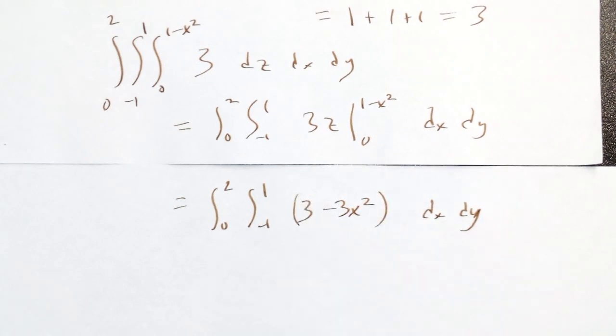Hey, wait a minute. What can I do to make my life easier right here? Say again? I can take the 3 out, but I can take something else out. I can split the 2, right? How many y's are in there? So I could write the integral in dy, 1 dy, separate.